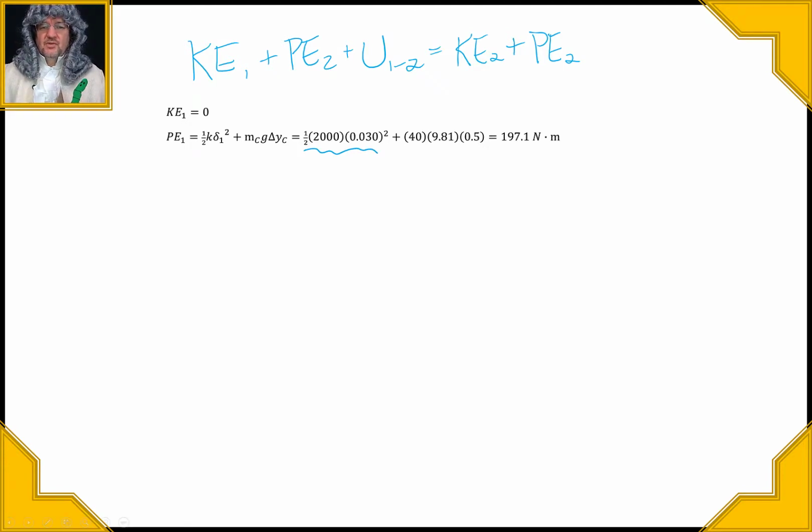We also want to make sure that we're careful that the spring is going to have an additional amount of stretch after block C moves down and block A moves up, so that's going to stretch it even more. So we want to be careful when we go to put in what the displacement is in the second position. And then right here, we have the potential energy of block C only.